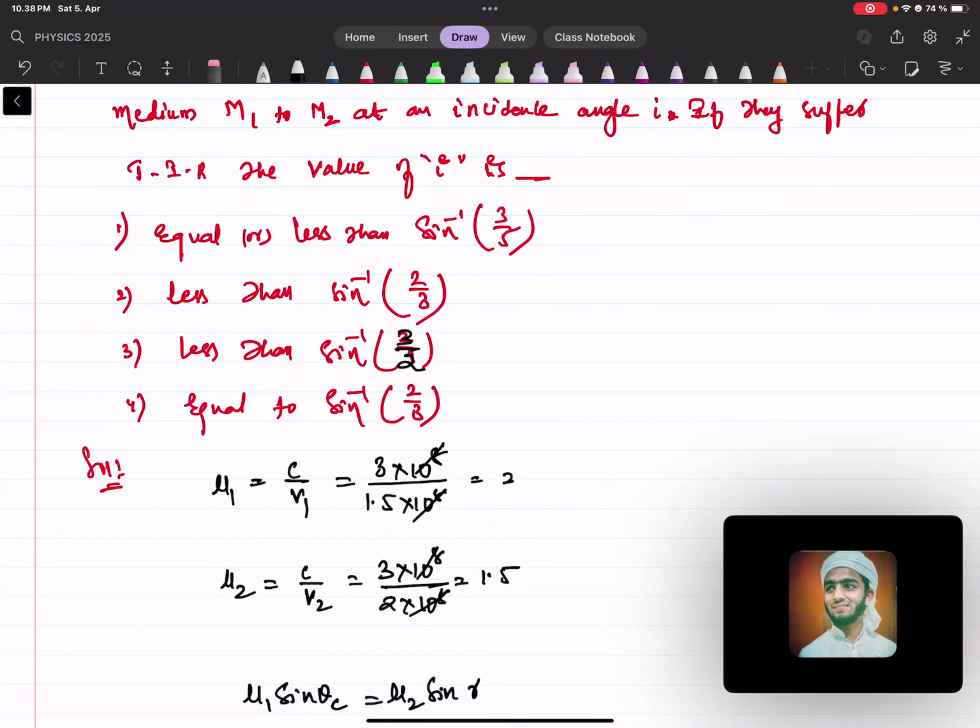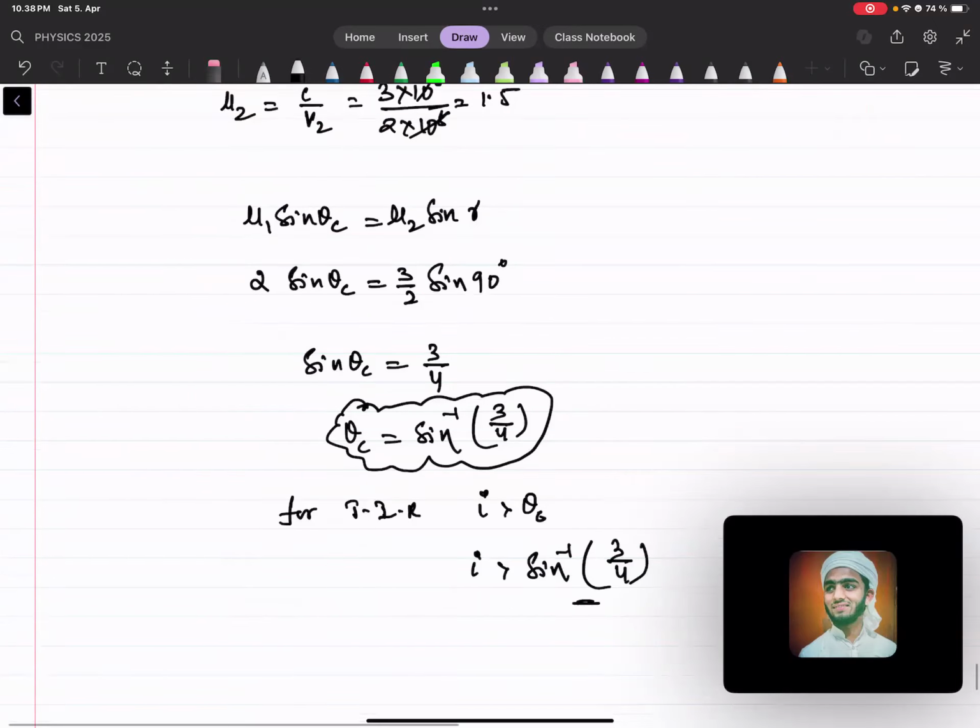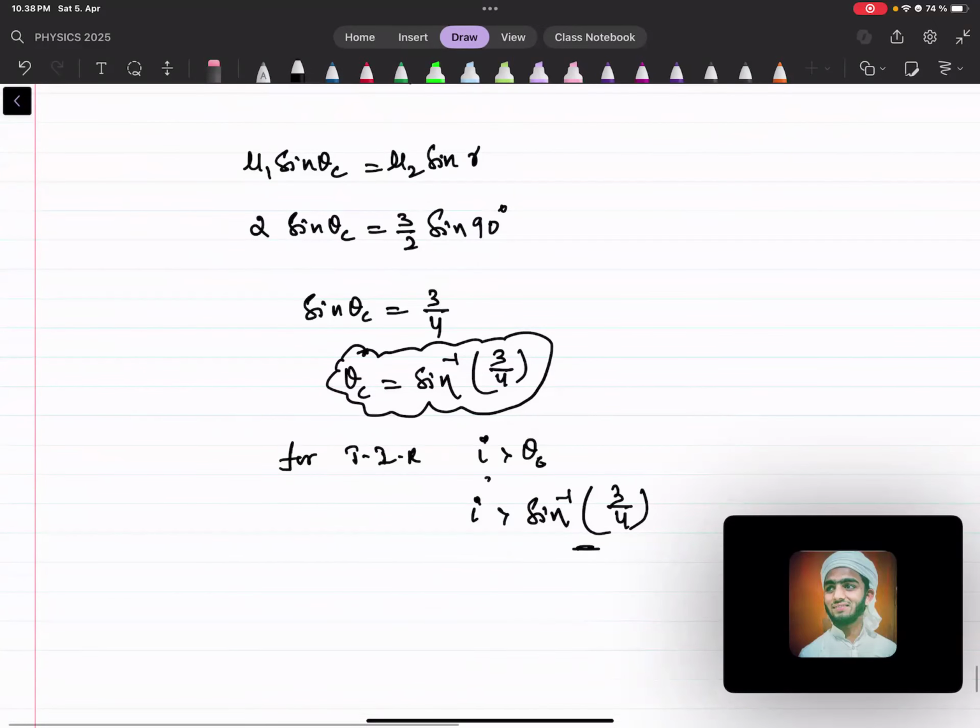What can I write here? Nothing. Options are wrong for this one. So this should be the condition: the angle of incidence must be greater than the critical angle. That means i must be greater than sine inverse of 3 by 4.